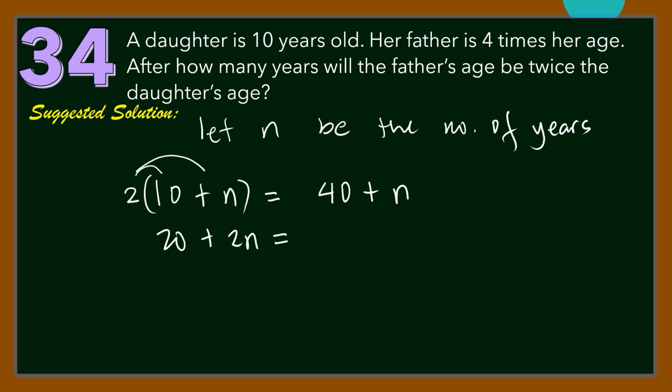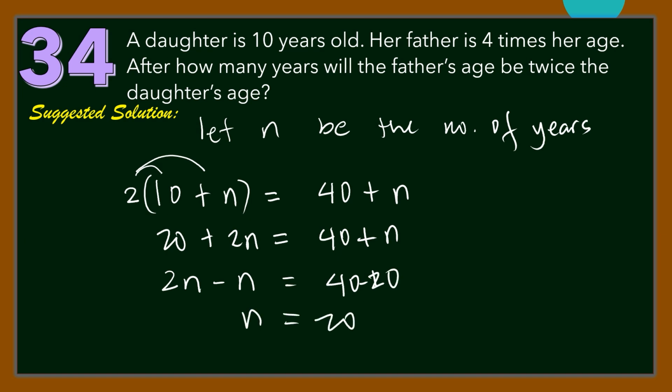Let us subtract n from both sides, and simultaneously let us subtract 20 from both sides. That will be 2n minus n equals 40 minus 20. Therefore, n is equal to 20 years. Hence, in 20 years, the father's age will be twice the daughter's age.